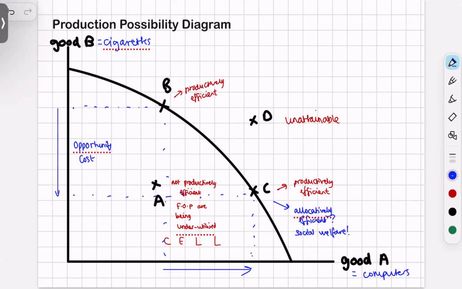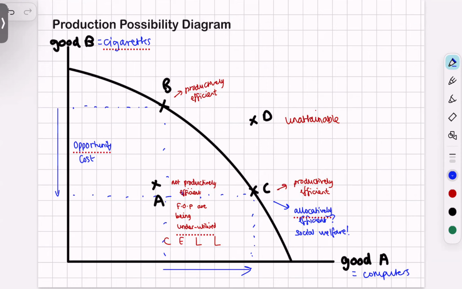Yeah. Cool. Just to summarize, point A is productively inefficient as factors of production are being wasted or underutilized. Point B and C are both productively efficient because factors of production are being fully utilized. Point D is currently unattainable, but we can get there through outward shifts in the PPF through economic growth. There is a trade off between point B and point C, so one of them will increase, one of them will decrease, so therefore there's an opportunity cost.